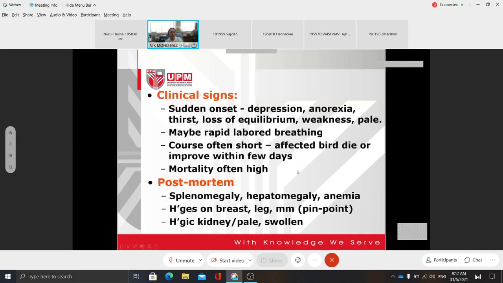The clinical signs are sudden onset of depression, anorexia, thirst, loss of equilibrium, weakness, and pallor. You may notice some rapid labored breathing, and often the course is quite short, and then the affected bird dies or improves within a few days. Mortality is usually high if you don't control it early.